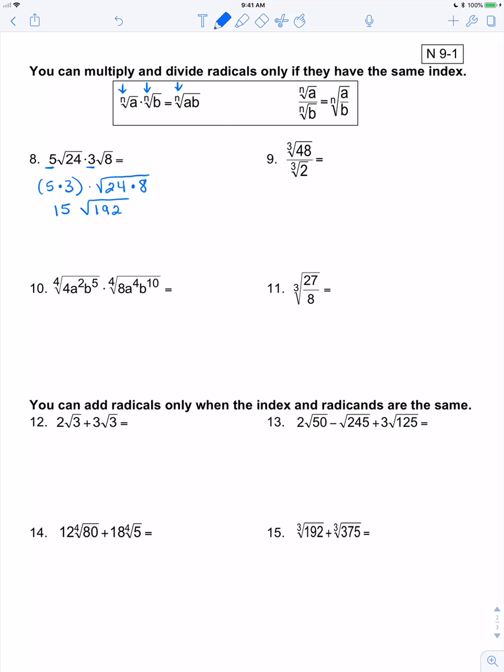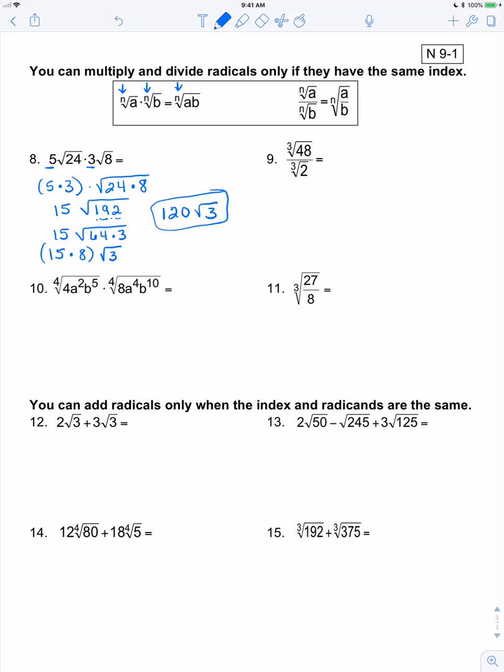192. Well, yes, we still have to simplify this part, and I'm just going to tell you for time's sake that is 64 times 3. So the square root of 64 is 8. So an 8 gets to come out. But what do you do when you've already got a number out there? Well, think of that as 15 times that square root of 192. So we've got to multiply whatever number we come out with by whatever is already out there. So 15 times 8, square root of 3. 15 times 8 is 120, square root of 3.